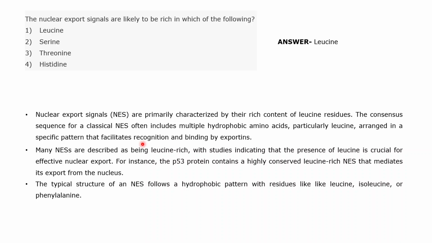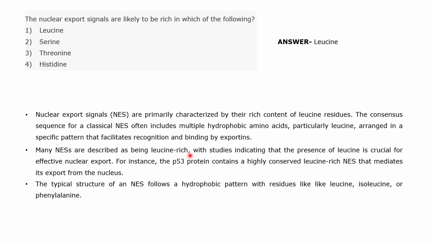And then GTP hydrolysis takes place, leading to formation of RAN GDP. Once this happens, the exportin becomes loose from the cargo protein, thereby releasing it freely into the cytoplasm. And many of the signal sequences are described as being leucine rich. The studies indicate the presence of leucine is crucial for effective nuclear export. Several mutational analyses were done, which give you an idea that this leucine rich sequence should be there, otherwise the export from the nucleus into the cytoplasm won't take place.